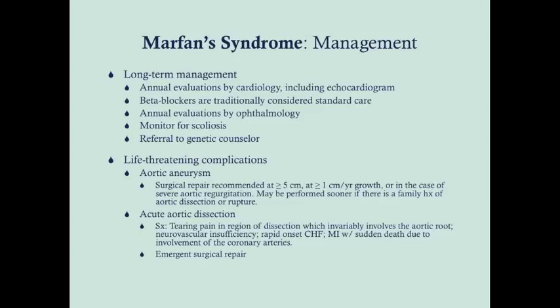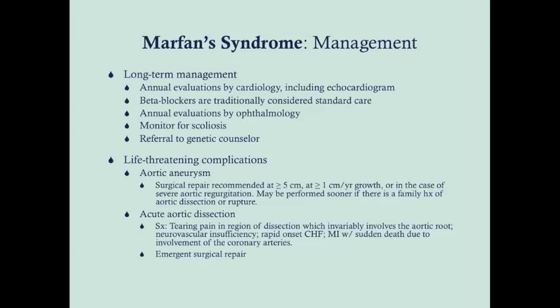Life-threatening complications include aortic aneurysm. So this would be a case where you would get surgical repair, typically recommended at more than 5 centimeters or at a growth rate of more than 1 centimeter per year. So either of these would be indications for surgery. However, it can be performed sooner if there's a family history of aortic dissection or aneurysm rupture. It can also be done if there's severe aortic regurgitation leading to congestive heart failure. So it's pretty similar recommendations to what we would do with anybody with an aortic aneurysm.